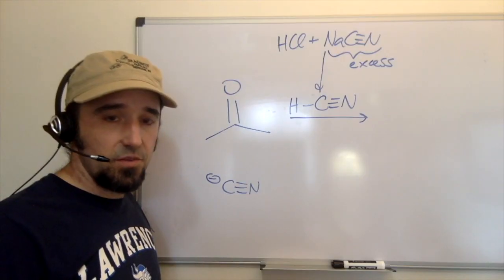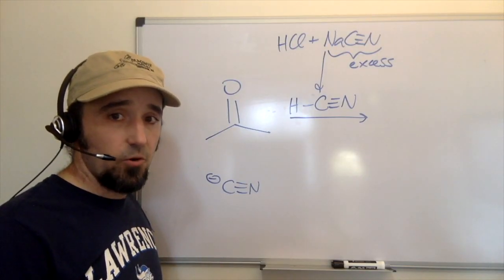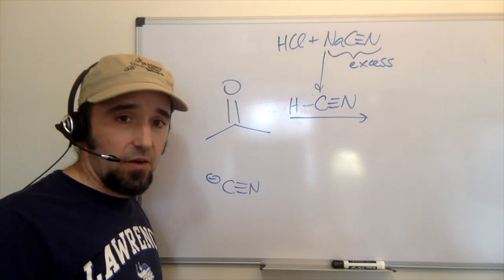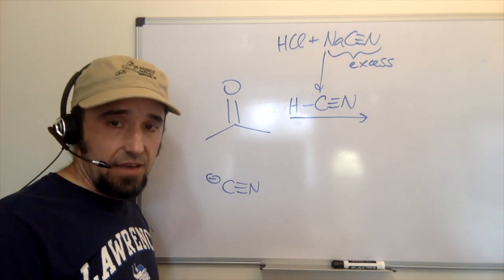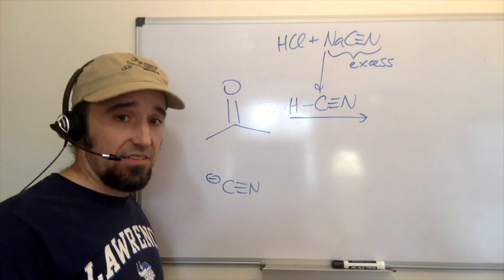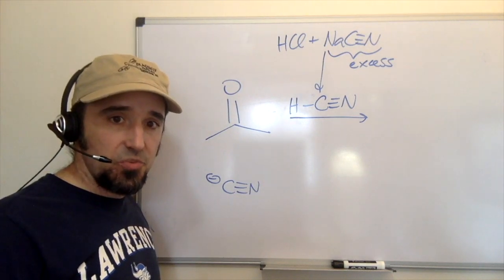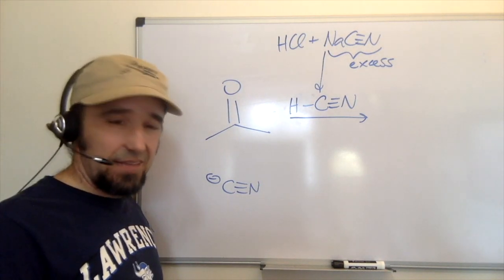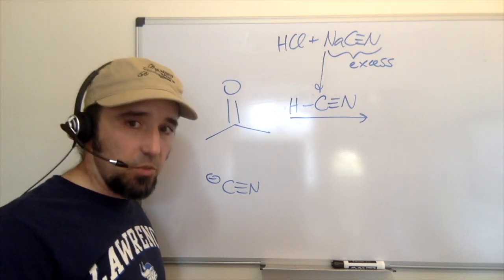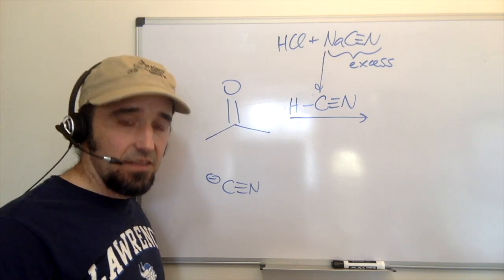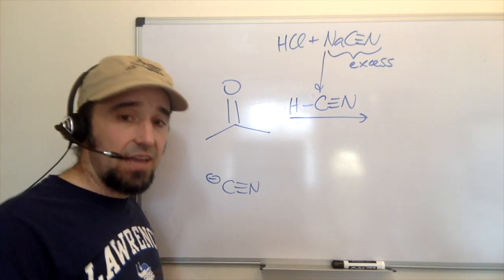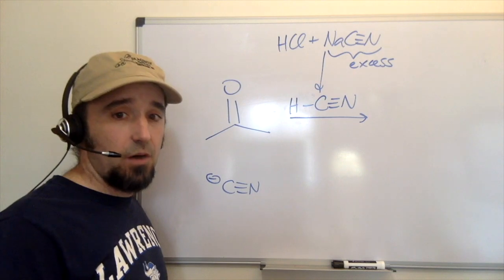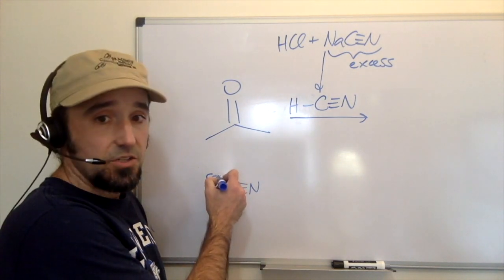The mechanism for this reaction is pretty straightforward. Like I said, we're going to make our HCN by adding acid, strong acid, hydrochloric acid, to sodium cyanide. And we're not going to add them one-to-one. We'll have at least a little bit of excess cyanide in there because that excess cyanide will start the mechanism off. So I'll end up with this negative charge here.